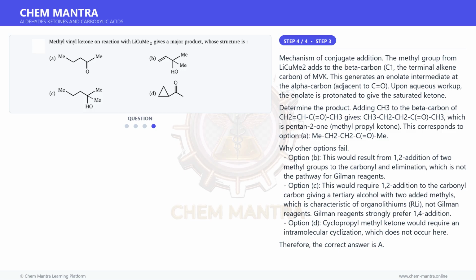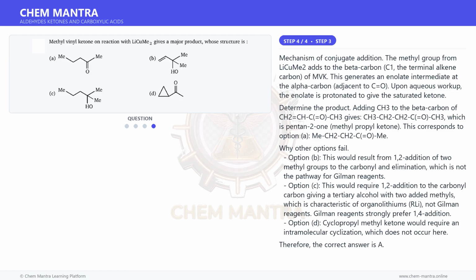And for the final step. Mechanism of conjugate addition. The methyl group from lithium dimethylcuprate adds to the beta carbon, C1, the terminal alkene carbon of MVK. This generates an enolate intermediate at the alpha carbon, adjacent to C=O. Upon aqueous workup, the enolate is protonated to give the saturated ketone.